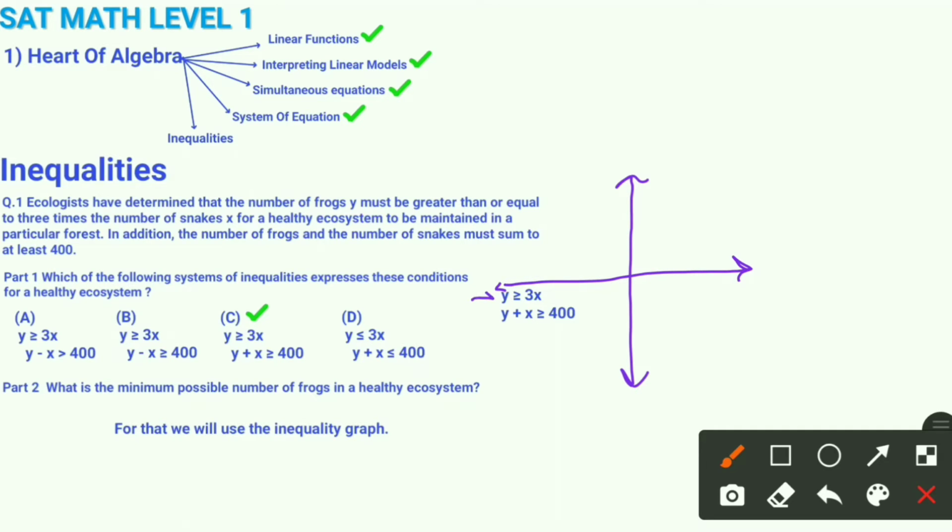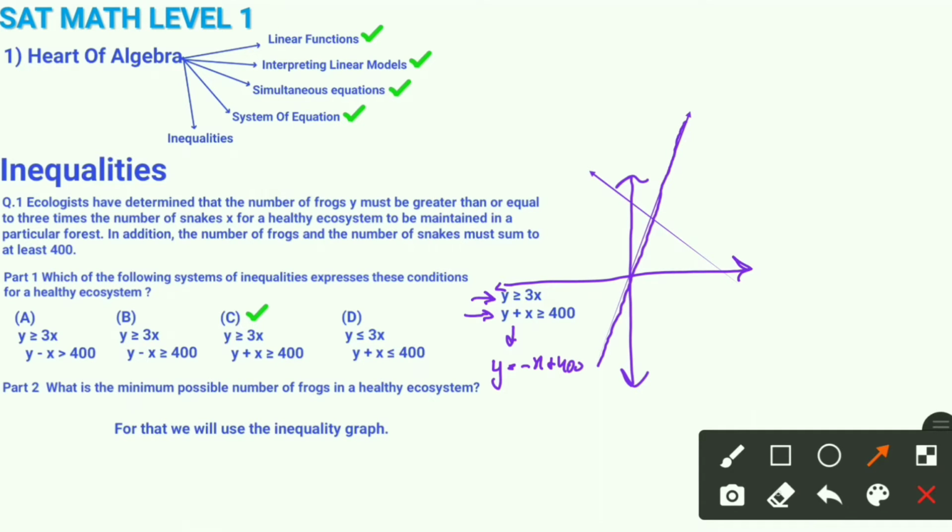So we have these equations and we'll try to make a graph. y equals 3x, so it's going to be like this. 3 is the gradient, so it's going to be steeper. And y plus x equals 400, so you could just write it as y equals minus x plus 400. Minus x means negative gradient, and plus 400 means it's going to start really high, so it's going to be like this. It's going to be a straight line.